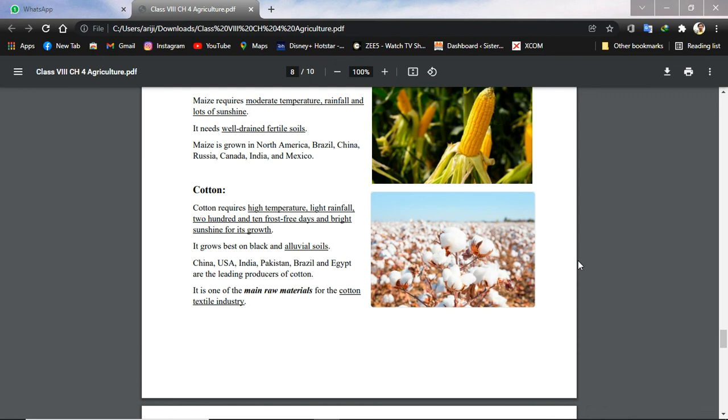210 frost-free days and bright sunshine for growth. So I repeat again, cotton requires high temperature, 210 frost-free days and bright sunshine for growth. If snowfall happens during cotton cultivation, all the cotton dies, so we cannot get any cotton from that cultivation. So we need 210 frost-free days for cotton cultivation, and the best cultivation happens in alluvial soil and black soil. China, USA, India, Pakistan, Brazil and Egypt are the leading producers of cotton, and it is one of the main raw materials for the cotton textile industry.